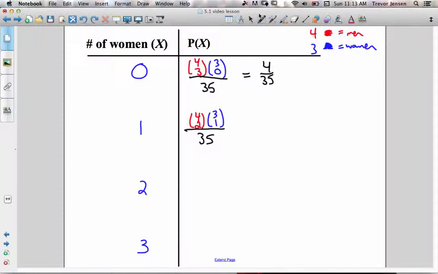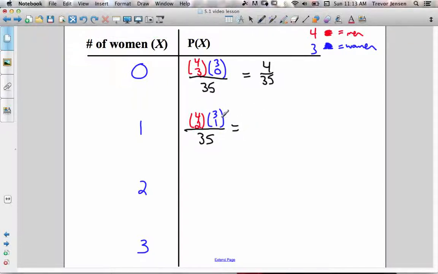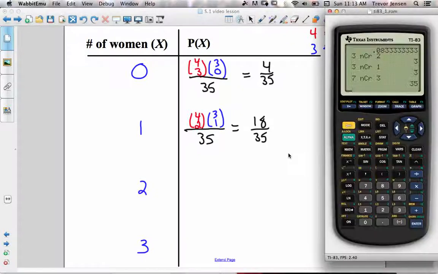Okay, so now you're going to do 4 choose 2. If you do 4 choose 2, you'll get a value of 6, and you can use your calculator to do that if you want to. 3 choose 1 is 3. 6 times 3 is 18, so we have 18 over 35. I'll just show you quickly. 4 math choose 2 gives you 6. 3 choose 1 gives you 3. So 6 times 3, 18. 18 over 35, so probably the committee will have 1 woman on it.